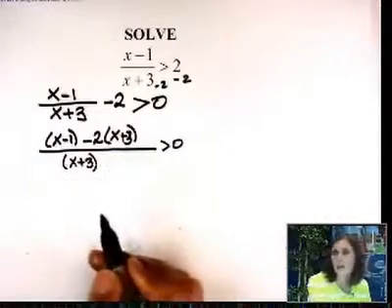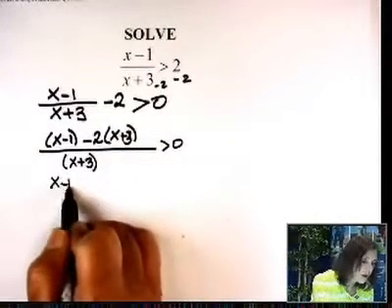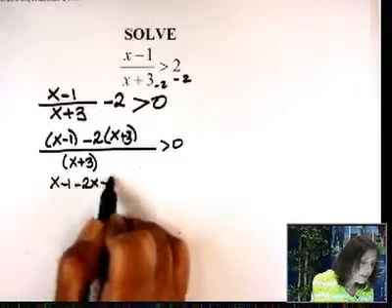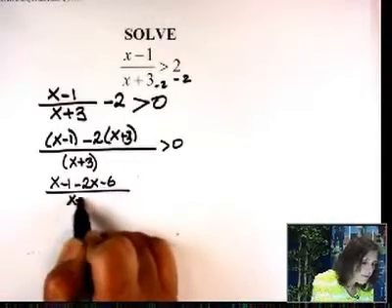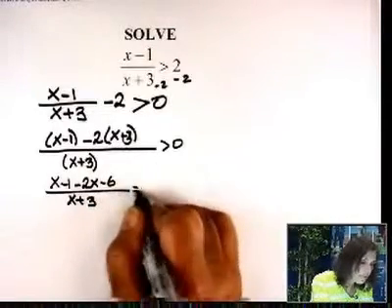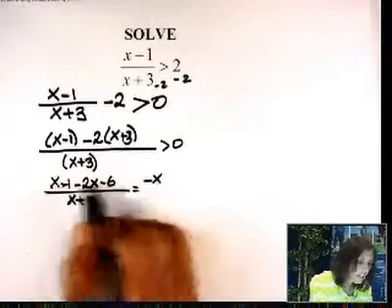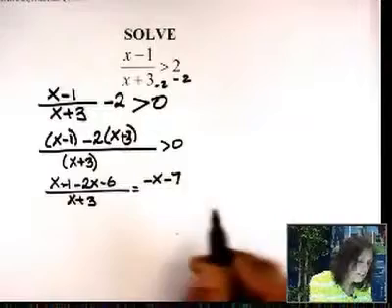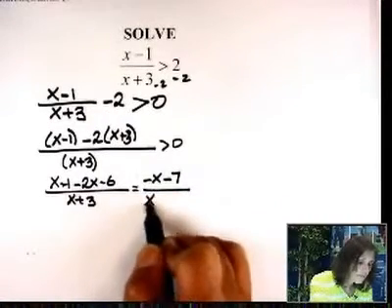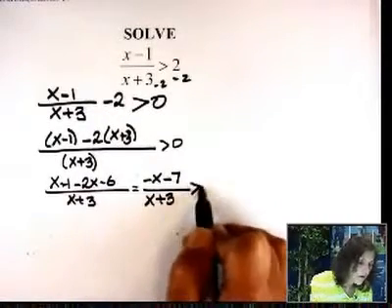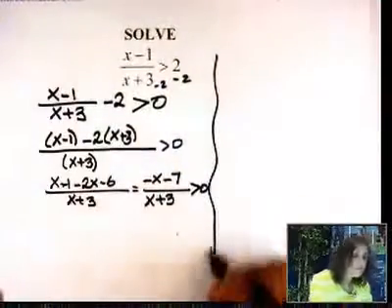So let's clean up the top. You have x minus 1 minus 2x minus 6. That is equal to x minus 2x, that's negative x. Negative 1, negative 6, that's negative 7. All right, do you see that?